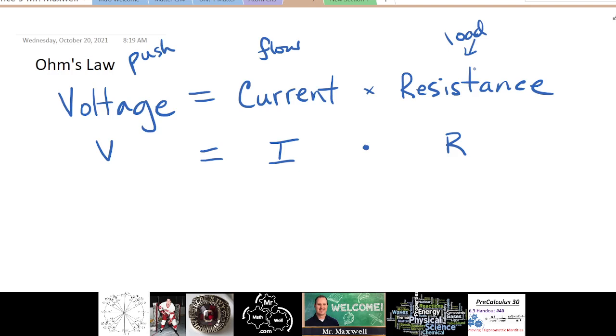So you could have a lot of voltage, but if you have a lot of resistance, you don't have a lot of flow. If you have a big push and you're pushing something really, really tiny and light, you could push that thing very fast and very easily, and that would be a large flow.